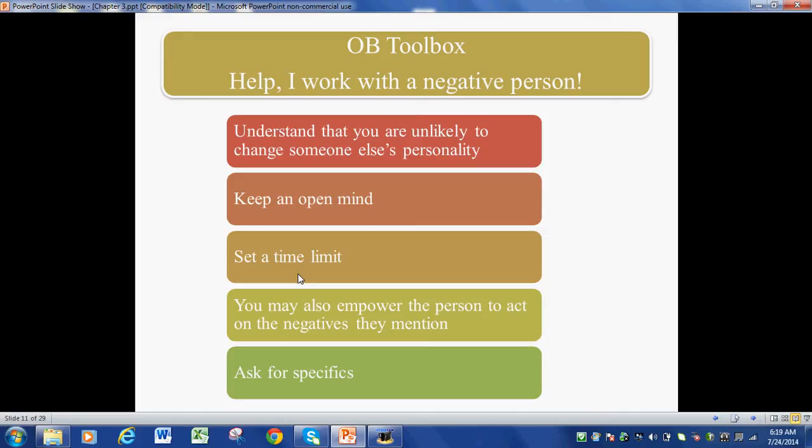Maybe you're going to have to go out and buy a bigger toolbox. So, help. I work with a negative person.